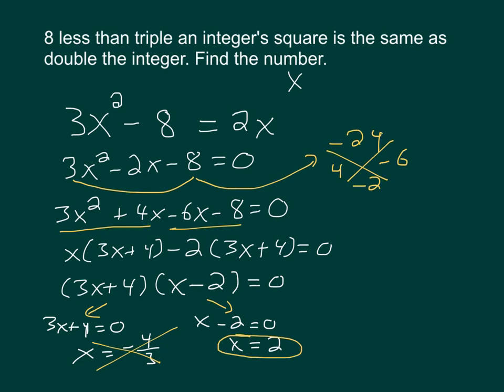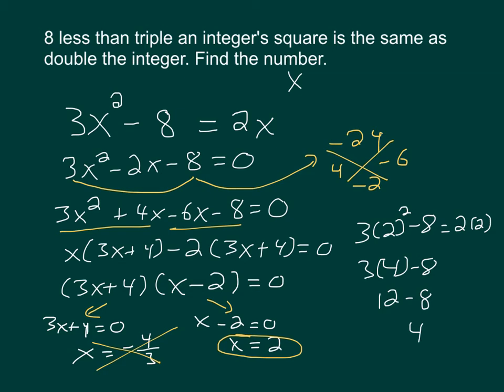If I want to do a little bit of a check, I would just think about plugging it back into my original. And that would be 3 times 2 squared minus 8 should equal 2 times 2. So I've got the integer's square first. That's 2 squared is 4. Then I'll have to triple it. That makes it 12. And 12 minus 8 is 4. That's 8 less than 12 would be 4. And double the 2, 2 times 2, is also 4. So my check works. And that's all there is to it.